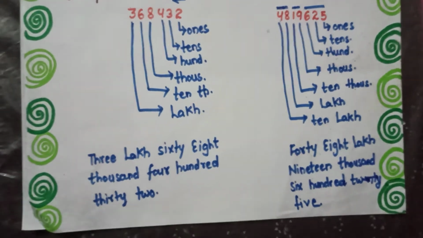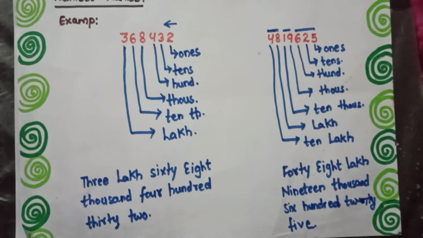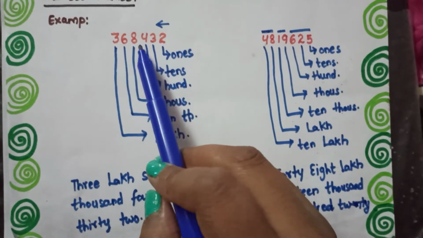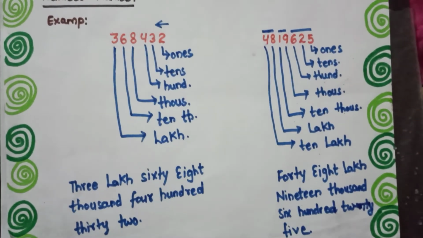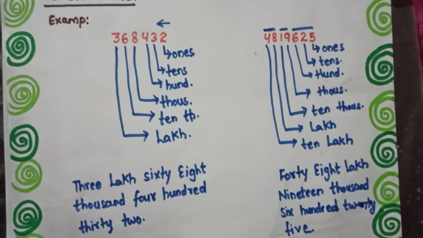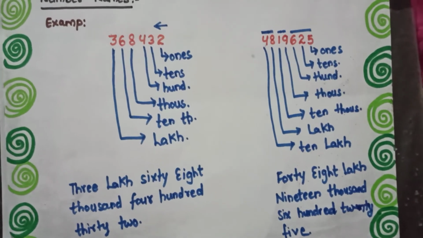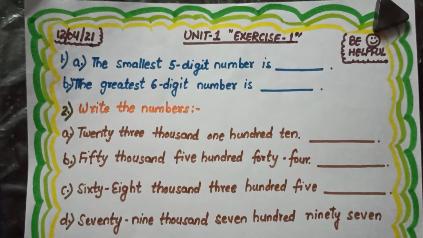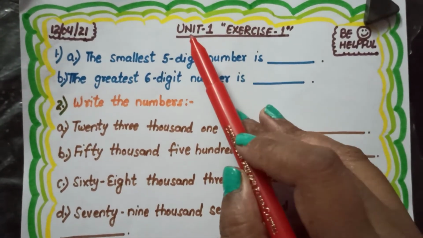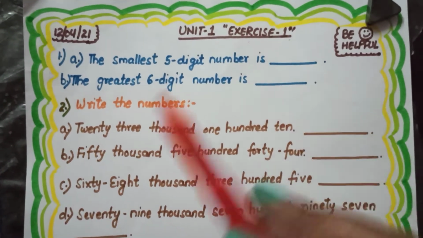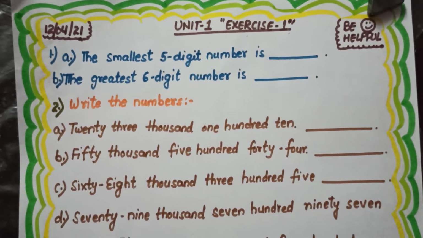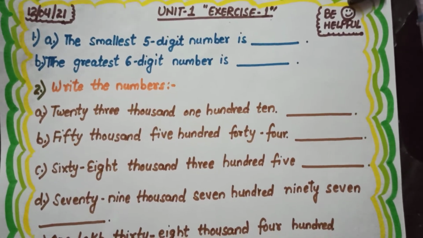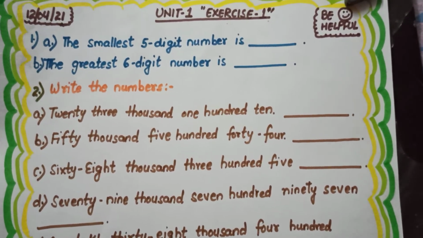Okay, so this is how we have to write down number names. We have to check their place values, and then we will simply write down their number name. Now let us begin with our exercise. Yes students, this is our Unit 1, Exercise 1, and you can refer to your book on page number 9.